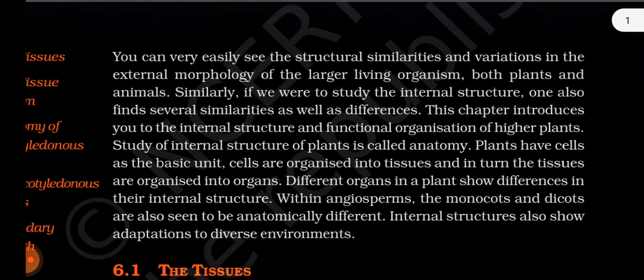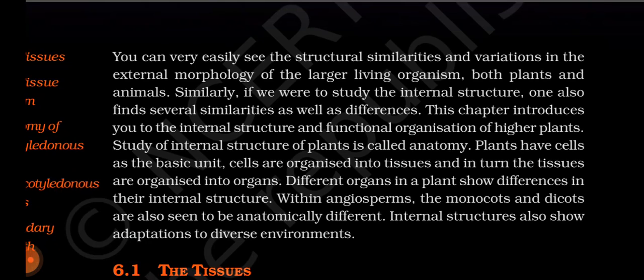You can very easily see the structural similarities and variations in the external morphology of larger living organisms, both plants and animals. Similarly, if we were to study the internal structure, one also finds several similarities as well as differences. This chapter introduces you to the internal structure and functional organization of higher plants.